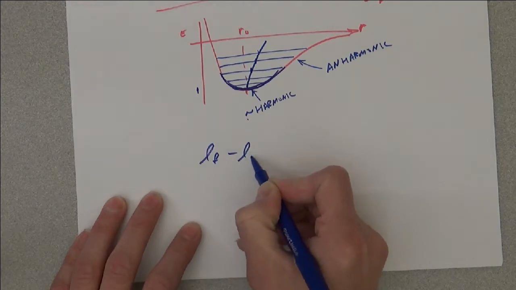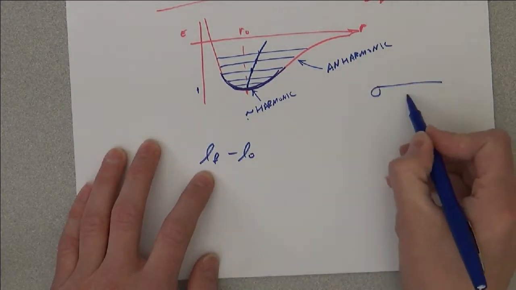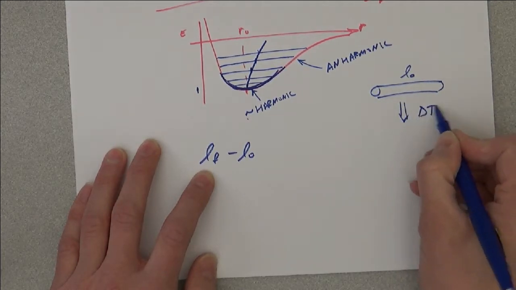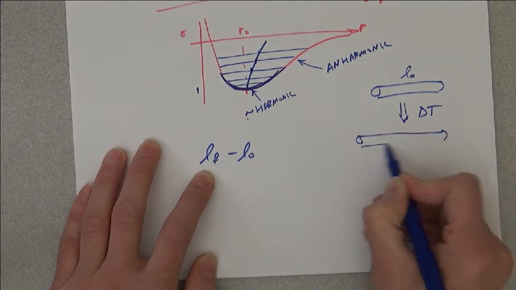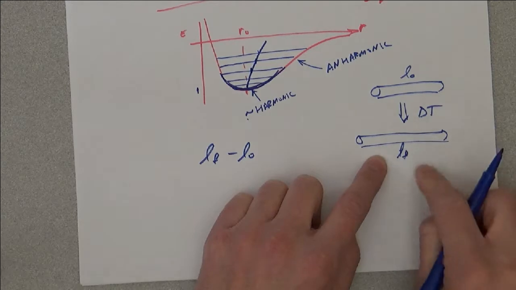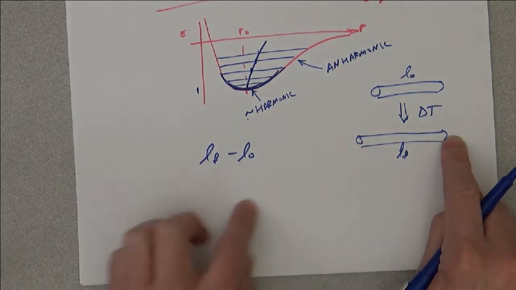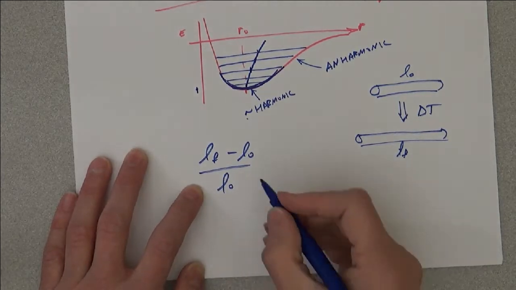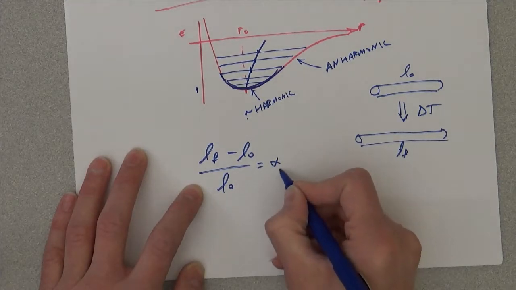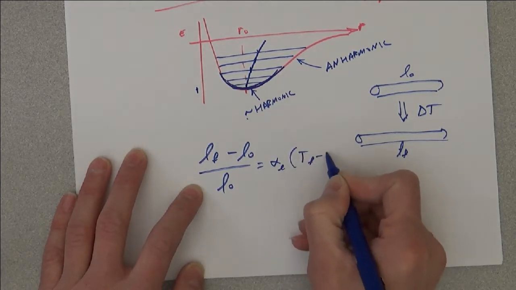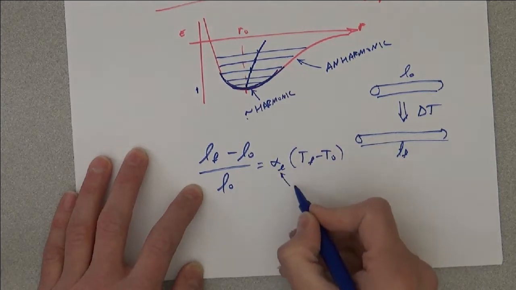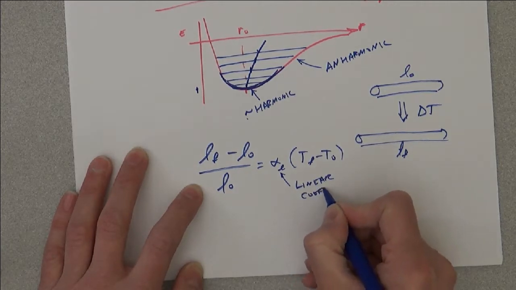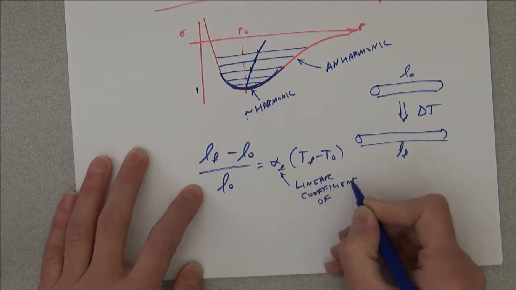Now, talking about thermal expansion, we can express it in terms of the change in the lengths. So this is from some linear L0, increase the temperature, and now it's a longer wire. The fractional change in L, divided by Tf minus T0. That is our linear coefficient of thermal expansion.